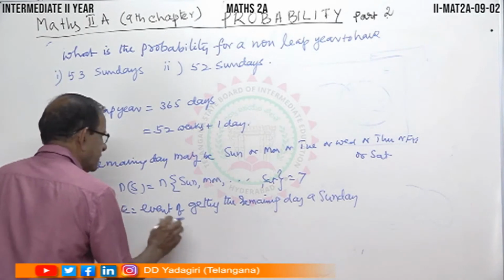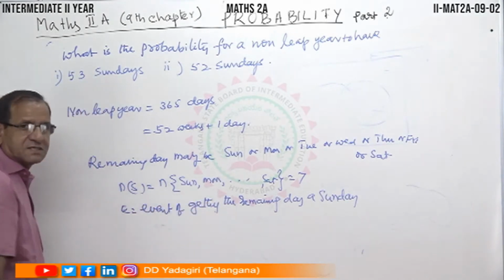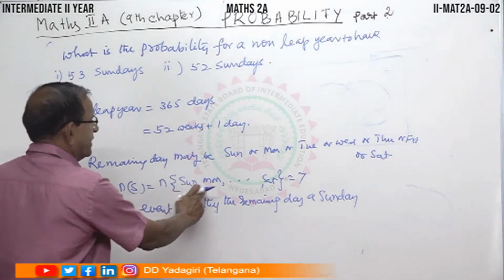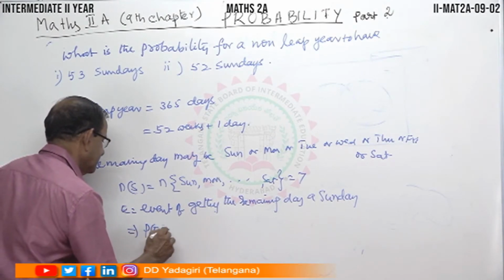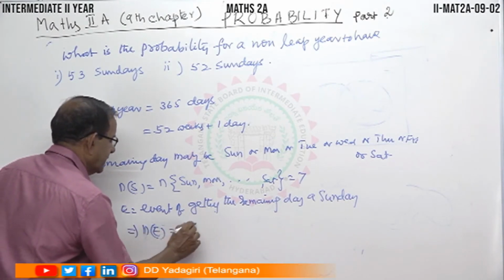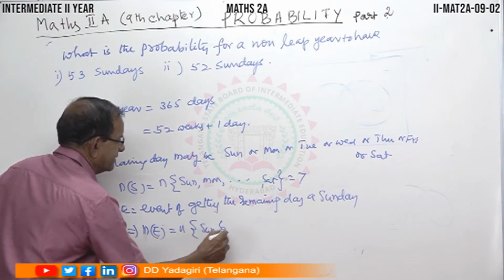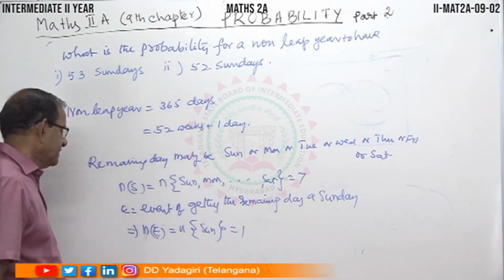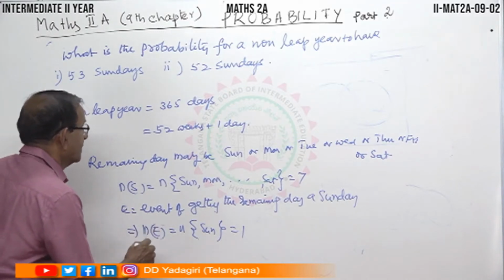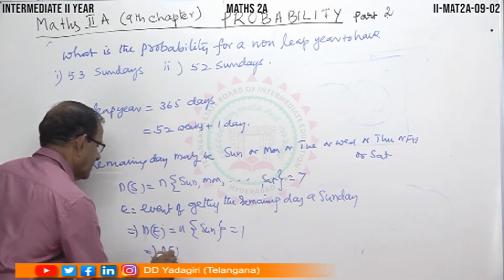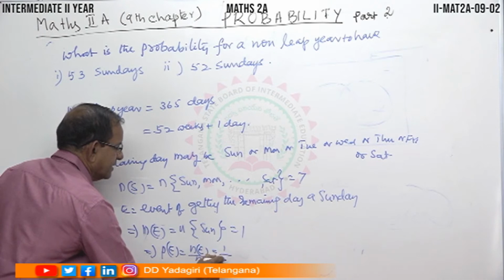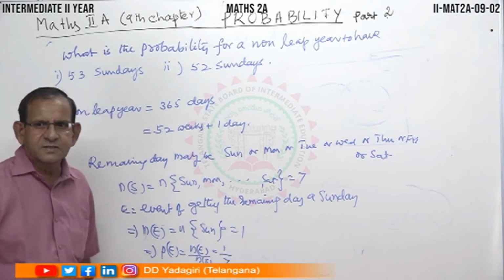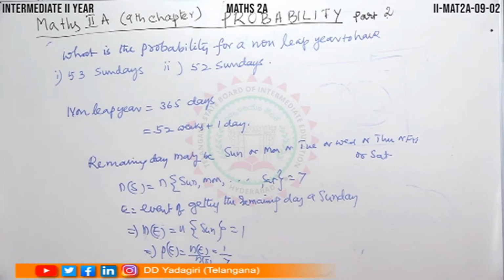That means how many outcomes are possible in favor of this? Only one. Out of these 7, only one is in favor of that. That implies n of E is equal to 1, only one sample point. Now what is the probability for E? P of E is equal to n of E by n of S, which is equal to 1 by 7. So this is the probability for 53 Sundays in a non-leap year.